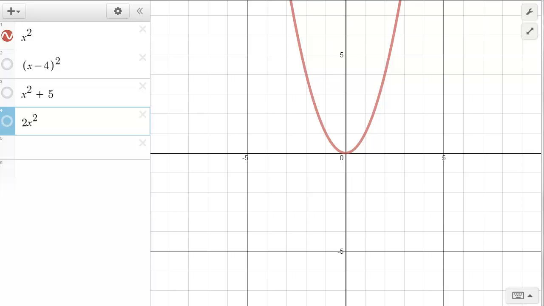So let's talk about what we've learned about families of graphs. Here's our basic parabola, f of x equals x squared. What will happen if I subtract 4 from the value of x before I square it? It's going to shift, right? Which way? It shifts to the right 4 steps. What happens if I add 5 to x squared? Again, it shifts which way? It will shift vertically 5 steps. And what happens if I take 2 times x squared? It stretches it. Does it become narrower or wider? It becomes narrower.